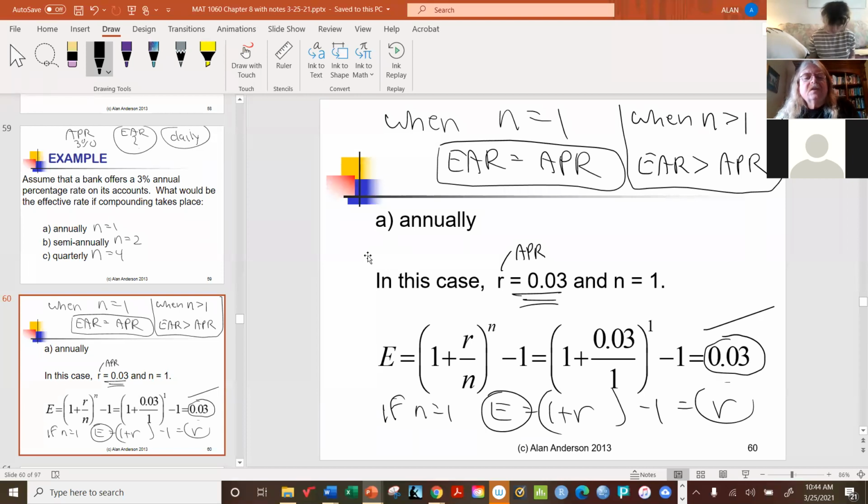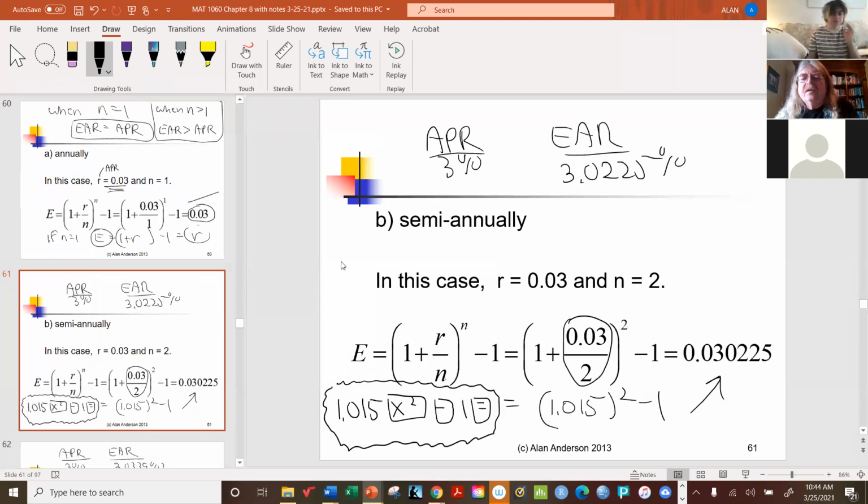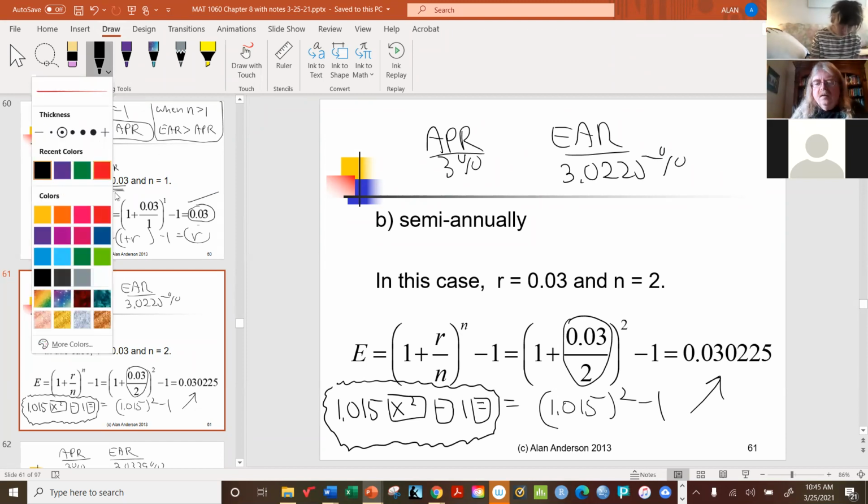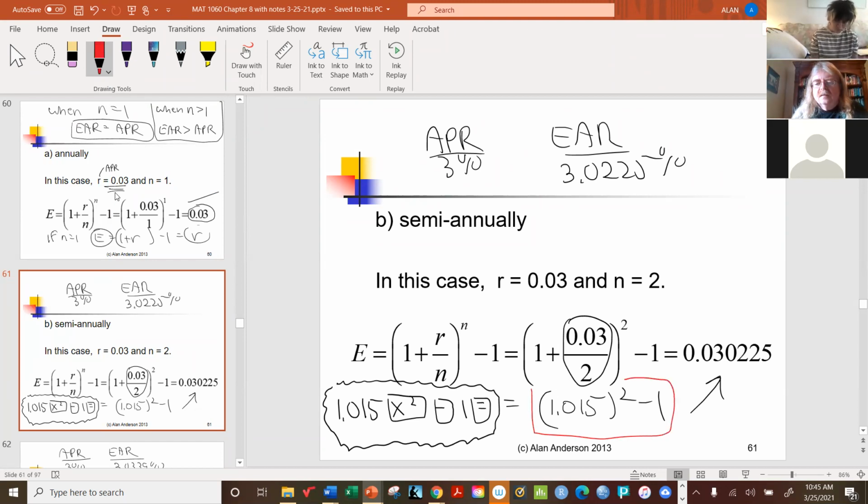Okay, now for the interesting one. In part B, we're going to switch the compounding frequency to twice a year, and let's see what effect that has on our results. So n equals 2. When you plug in these numbers at the bottom here, you'll see that you have 3% cut in half, but then after adding 1, you're raising that to the second power. So you can see that you can reduce this to a simpler version right here, 1.015 squared minus 1.